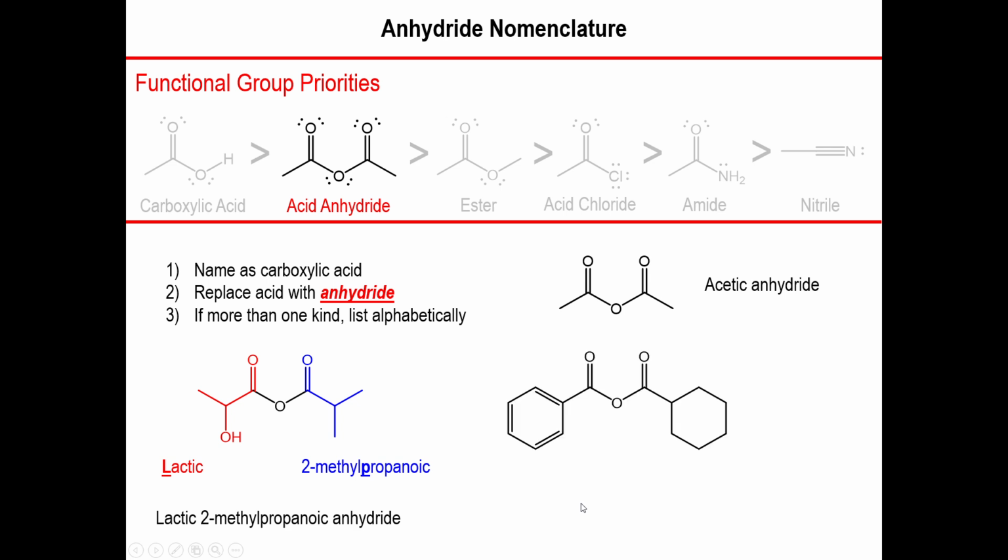All right, so here's another one, right? If we look at this one, you should realize that the left side is technically benzoic acid, right, or derived from benzoic acid. And then the right side is just a regular cyclohexane ring that happens to have a carboxylic acid moiety attached to it. So that one is just cyclohexane carboxylic acid, right? So as far as naming it, you would just say benzoic, right, because of alphabetical priority. And then you have cyclohexane carboxylic. So you say benzoic cyclohexane carboxylic anhydride to complete the whole name, right?